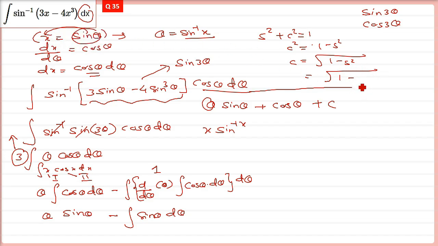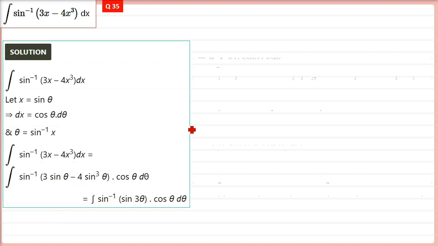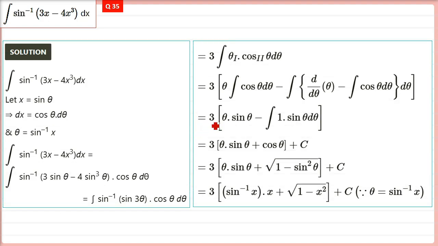Cos theta can be written as under root 1 minus x square. So let me replace this cos theta by under root 1 minus x square and plus constant of integration. And this all is along with a 3 because 3 was also there as a constant. So when you multiply it by 3, this is the final result. Okay, so this is the way you are going to solve it. I tried to explain in very detail, and this is the short way you can do it.